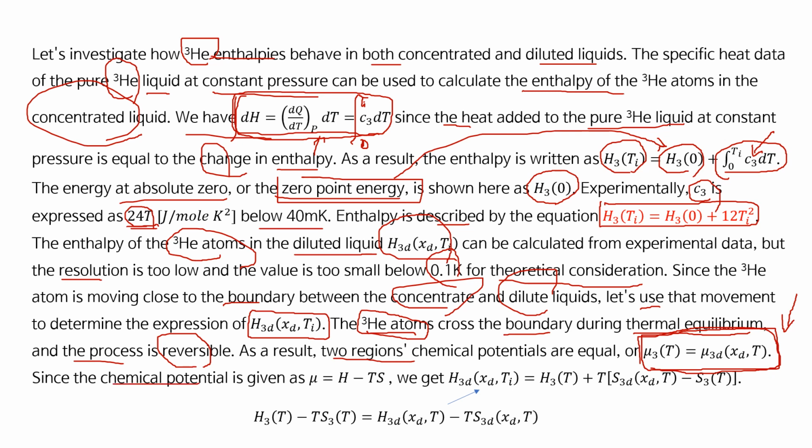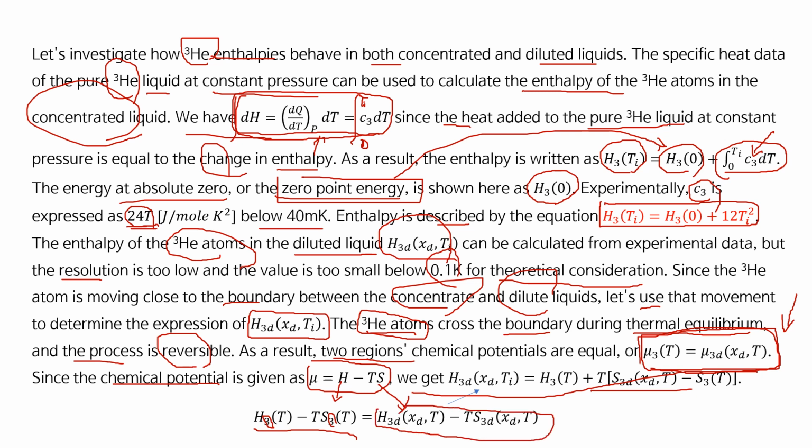Since the chemical potential is given as this equation, we can get this relationship. So we put the H3 concentrated state, this equation, and for the dilute liquid, we have this relationship. From this equation we can have these results.